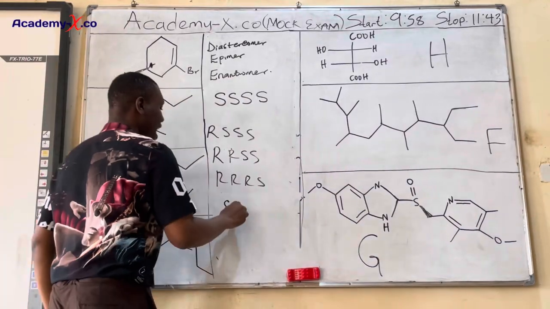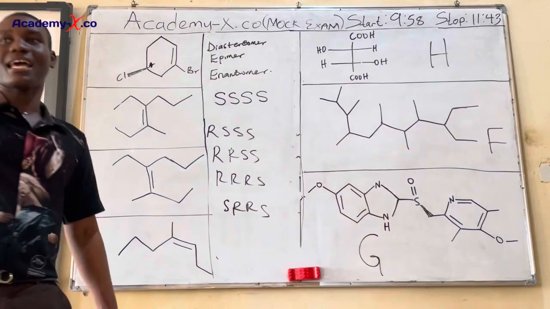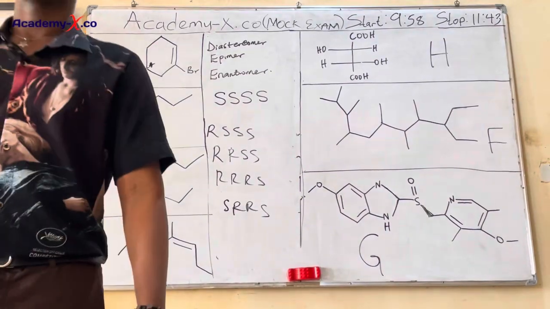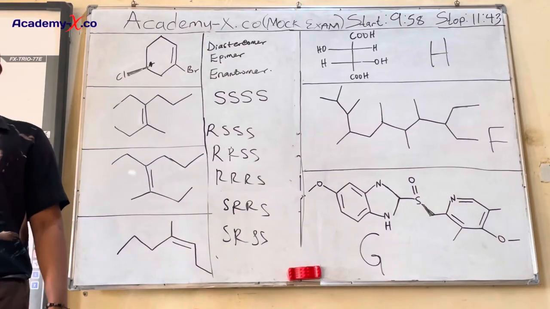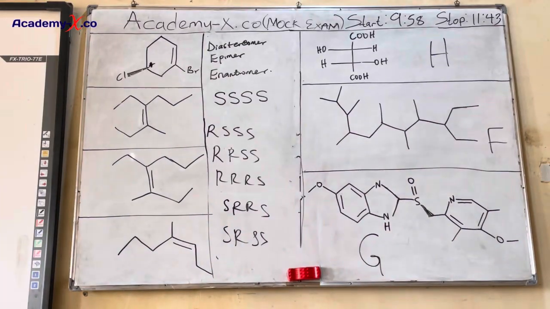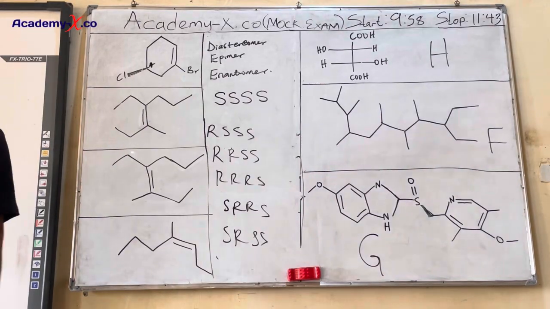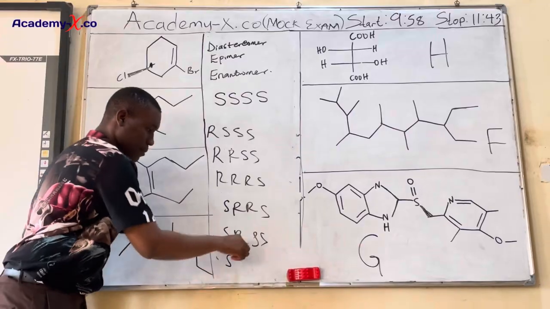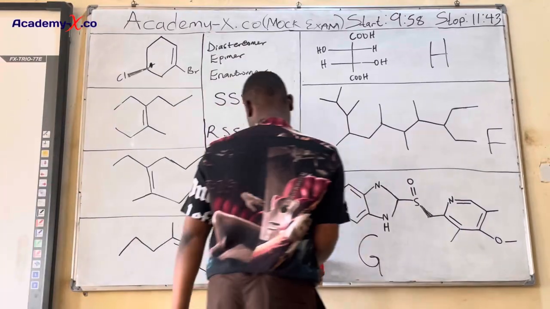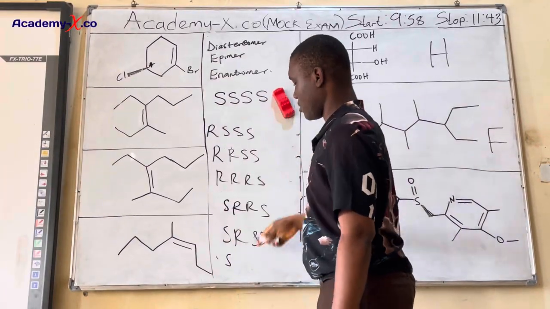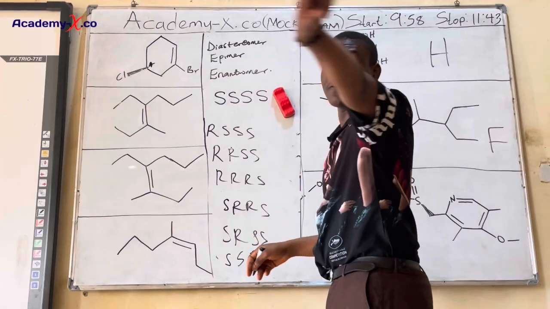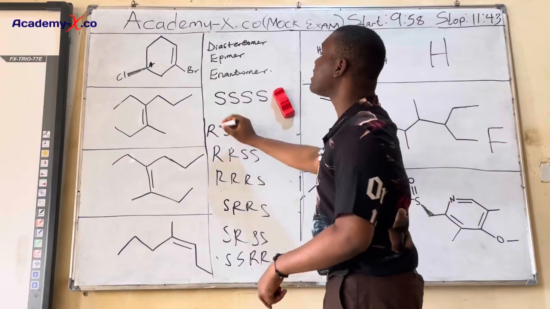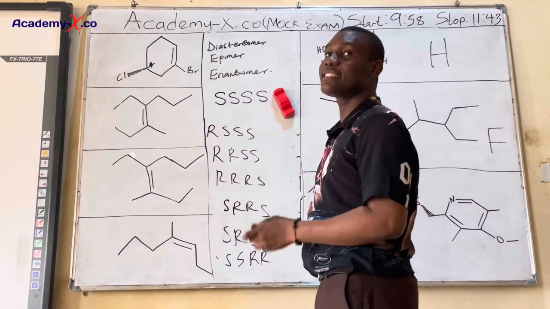S, R, R, S, correct? S, R, S, S. Many records. Somebody has said S, R, S, S. S, S, R. So I'll stop here. I'll still ask all of you more questions. So these are called diastereomers.